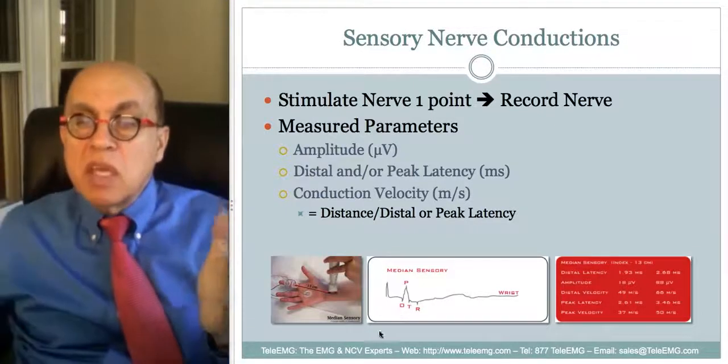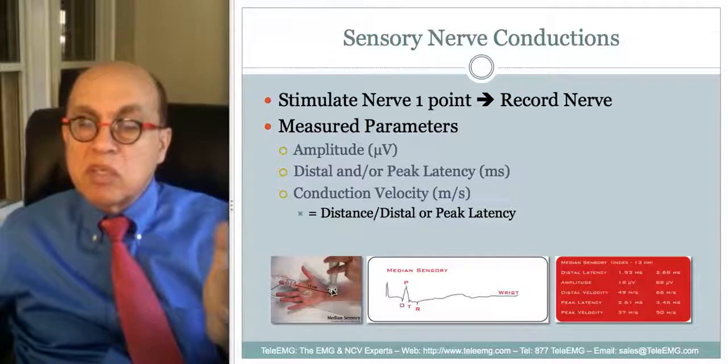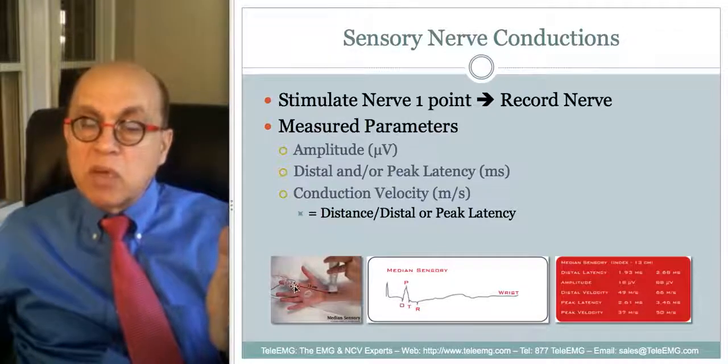So in this case, like here, when you stimulate the nerve, right here, and you put the recording electrode over the sensory fibers, you're going to get a sensory response. And this is what a typical sensory response looks like.